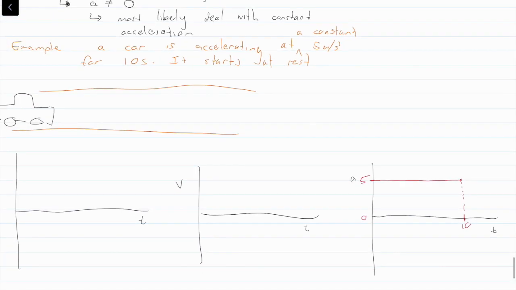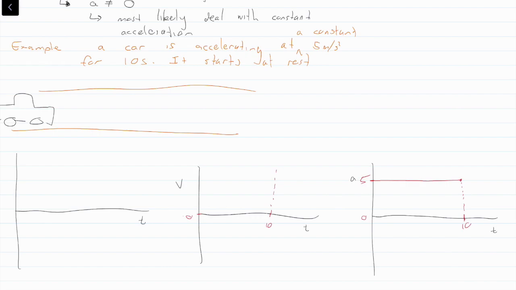So what does our velocity look like? We know this car starts at rest, right? So it starts at 0 meters per second, but at 10 seconds it's no longer 0, it's at a different value. So what value is that?